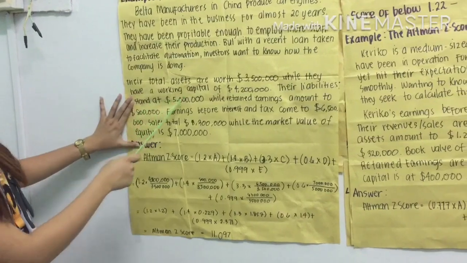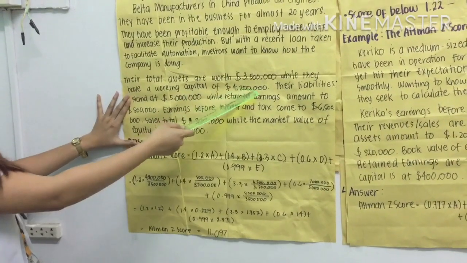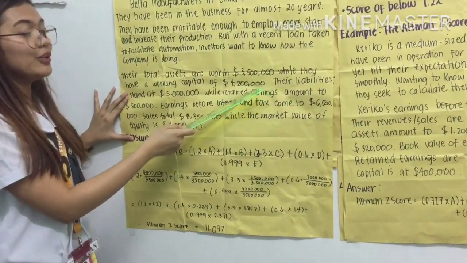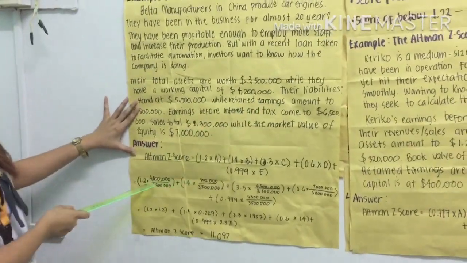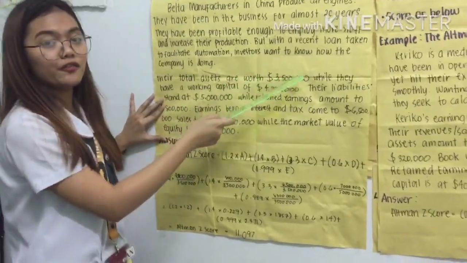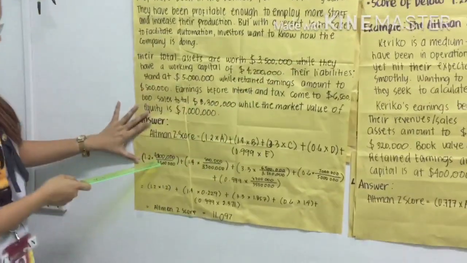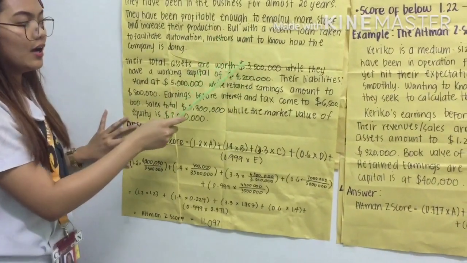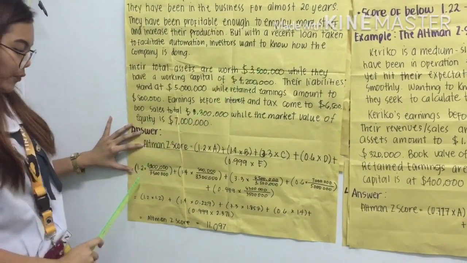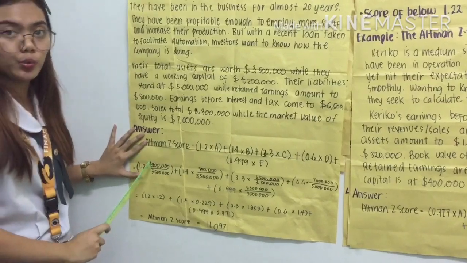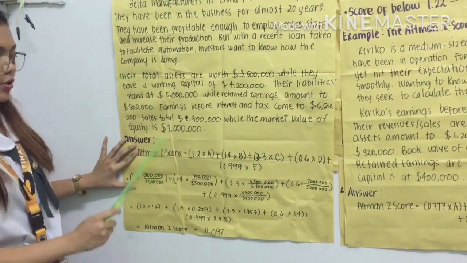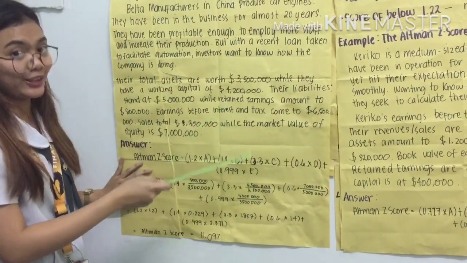So the working capital here is 4,200,000 over the total asset, which is 3,500,000. So the quotient of this will be multiplied by 1.2 for letter A. So next is for letter B.